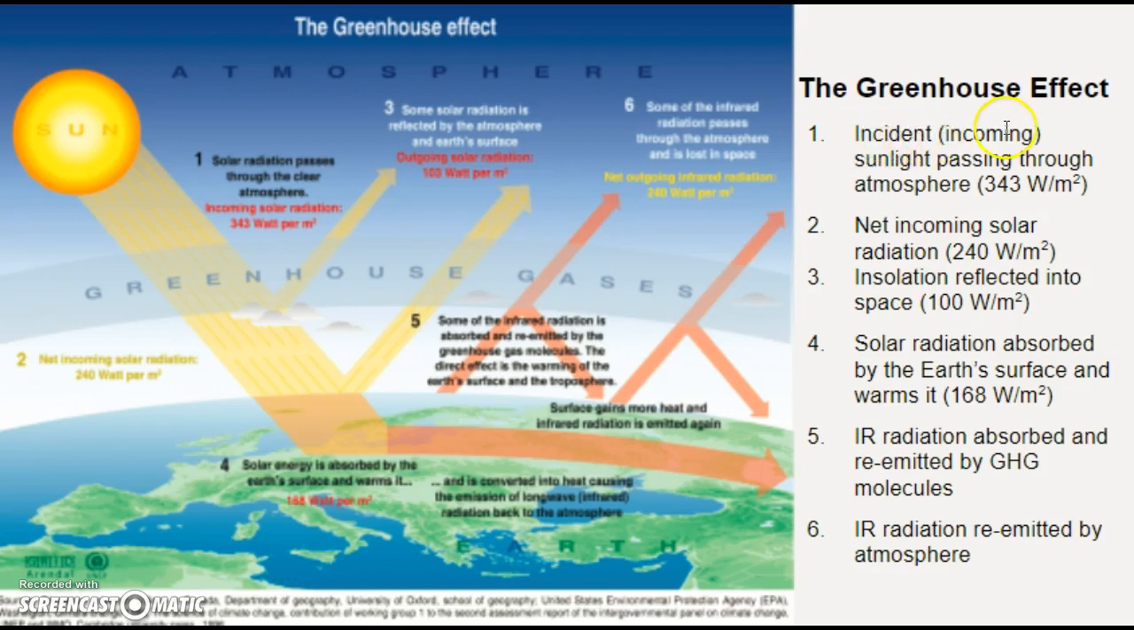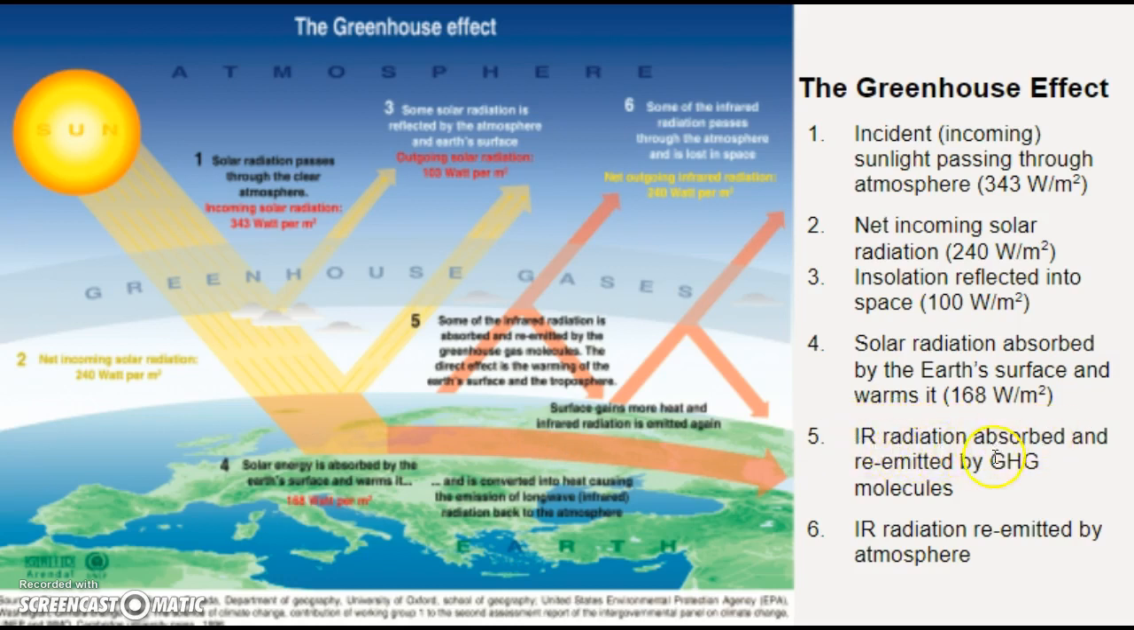So we're going to say incident or incoming sunlight passes through our atmosphere. The net incoming solar radiation is what we find the net that is trapped within the atmosphere. Insolation, or incoming solar radiation, some of it reflects back into space. But we're going to focus on the solar radiation that's absorbed by the Earth's surface. The sunlight energy coming in is then going to be re-emitted back into the space around it, and it's now going to be infrared radiation.